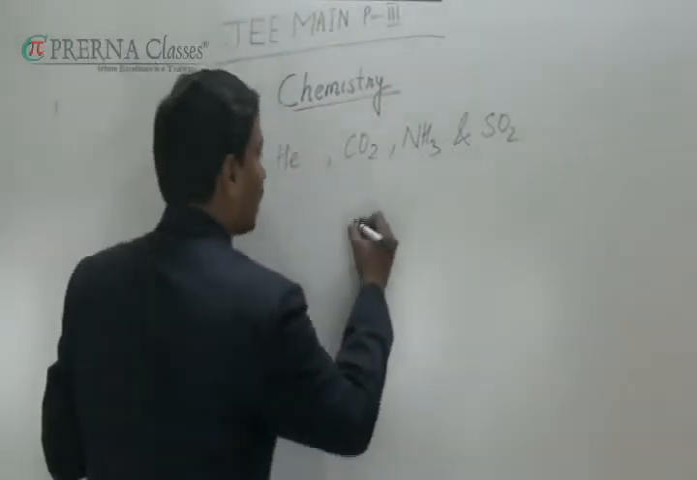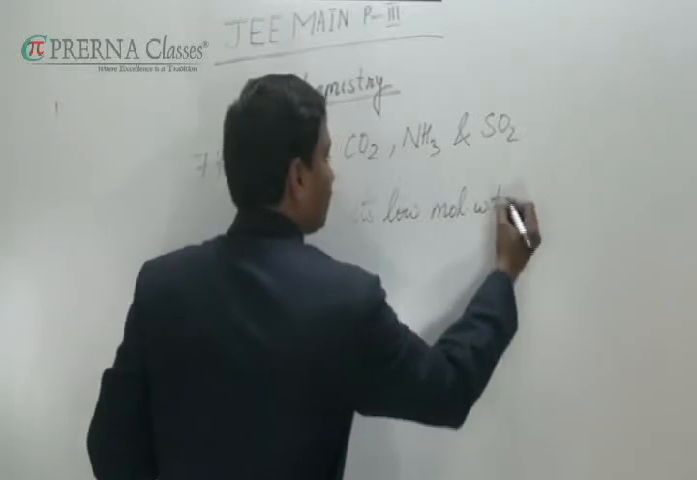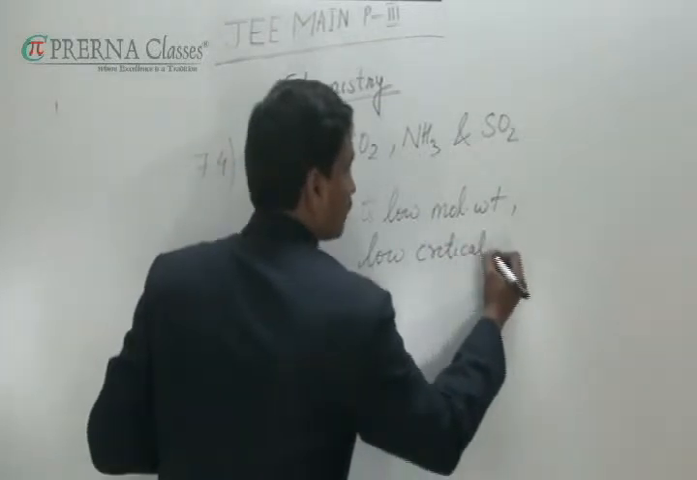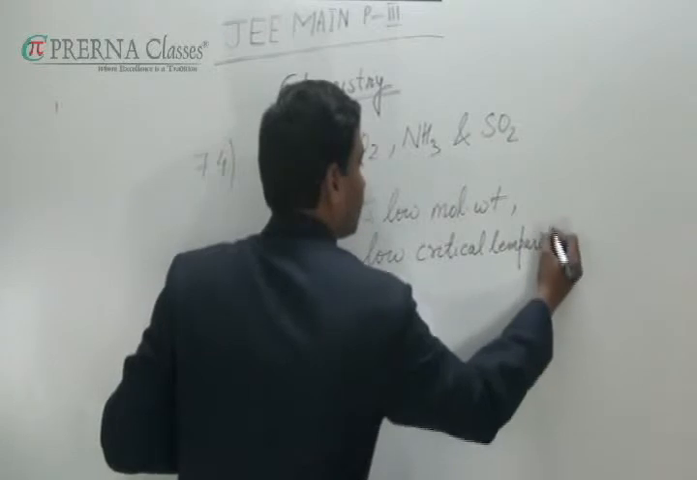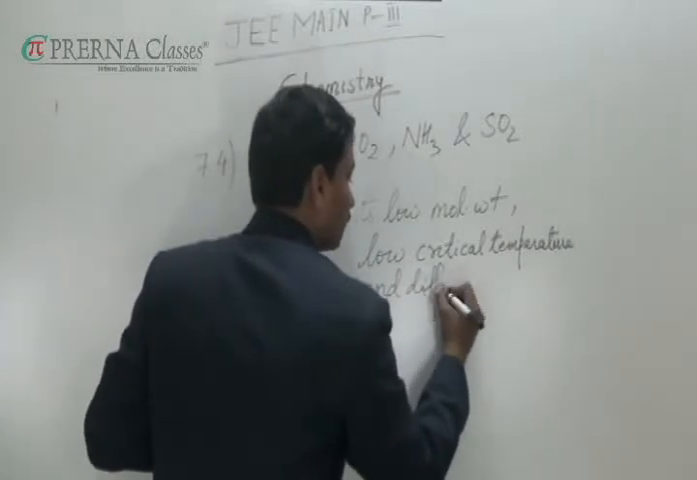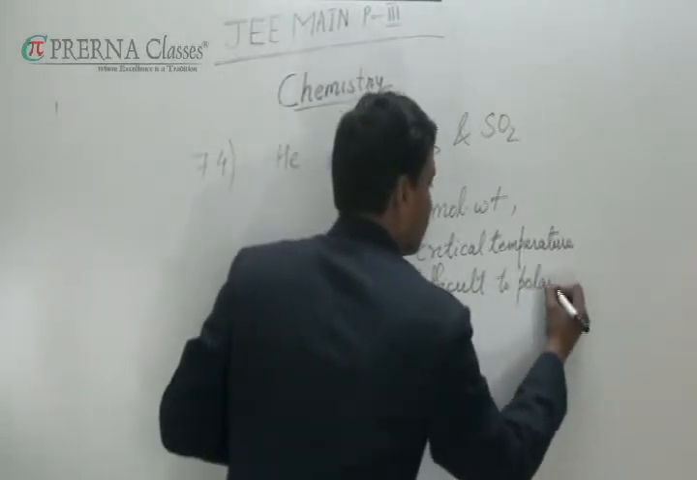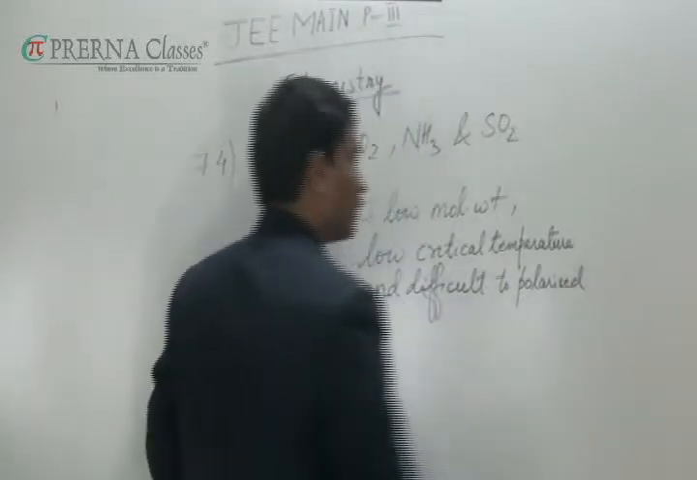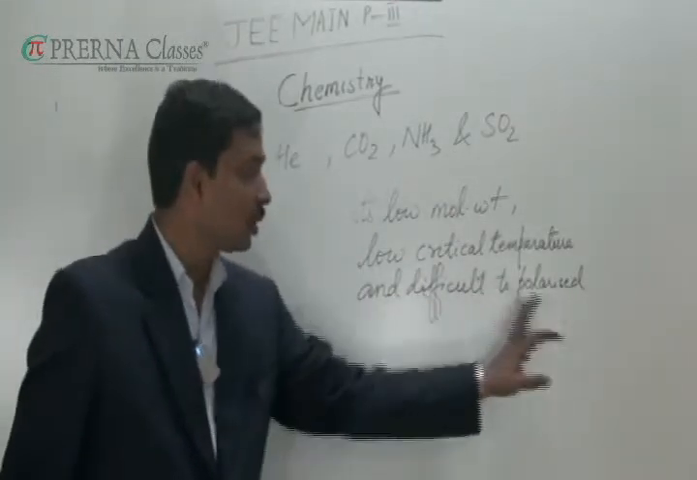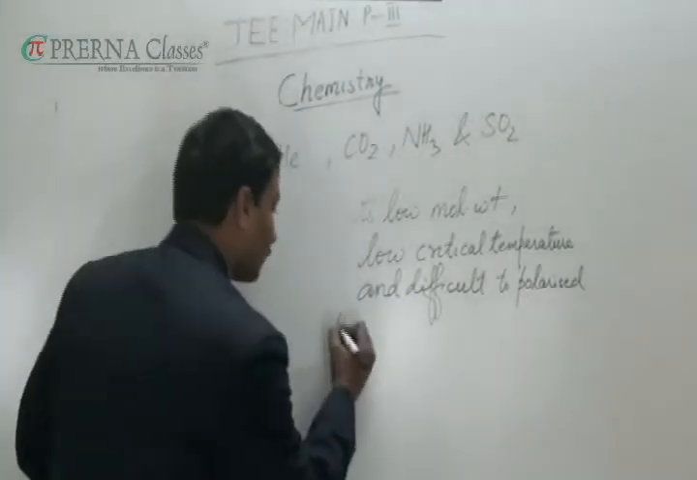So we can write its low molecular weight, low critical temperature and difficult to polarize. These are the 3 conditions: low molecular weight, low critical temperature and difficult to polarize the helium atoms. It is difficult to liquefy. Therefore, the answer is option A.